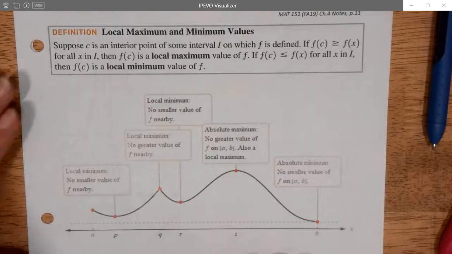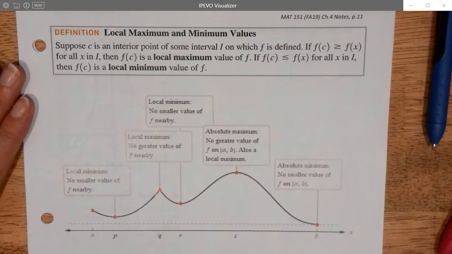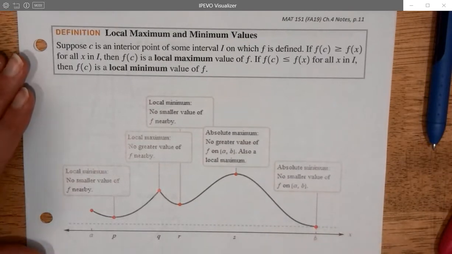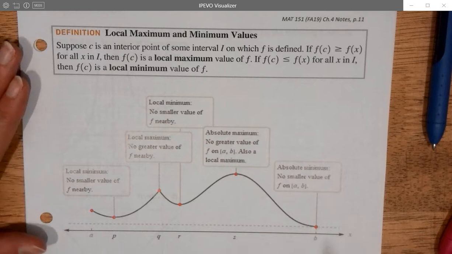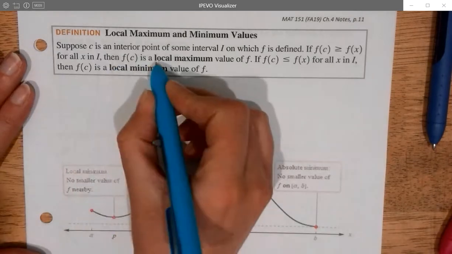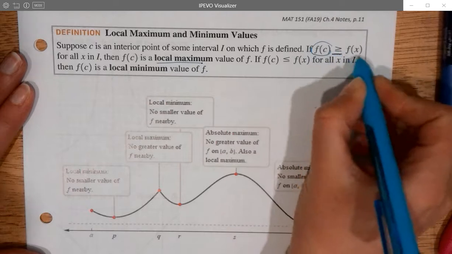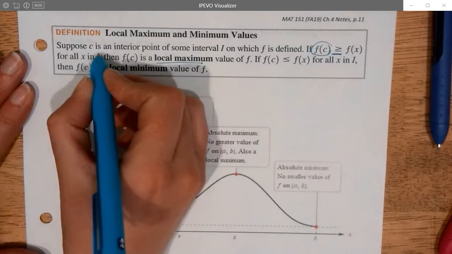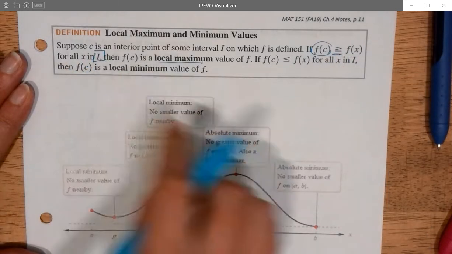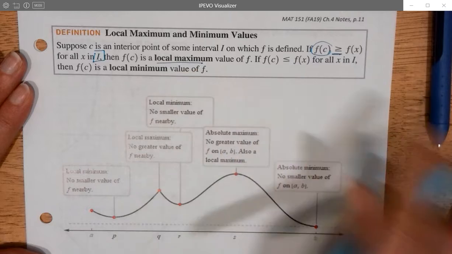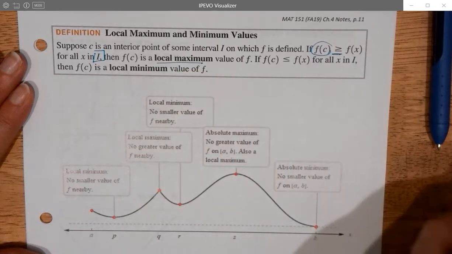Now we're looking at the definition of local maximum and minimum values. They're going to be similar to the definition of absolute. If you want to be a local maximum, your y value needs to be larger than y values in an interval. Now, it needs to be in an interval, so it doesn't need to be across the entire domain. That's the difference between absolute and local.